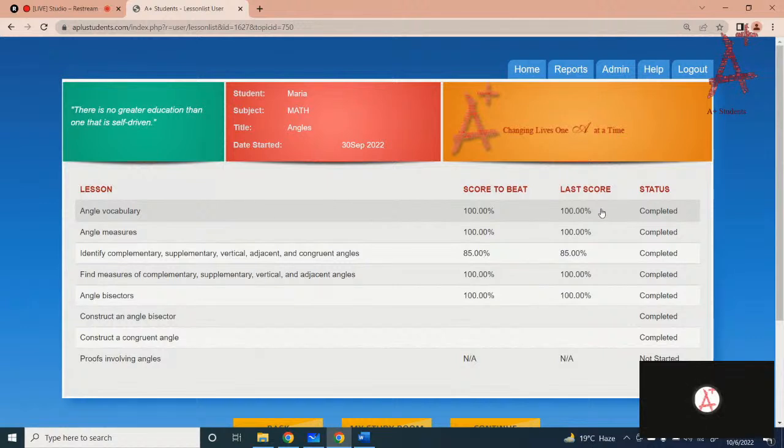We covered the topic: find measures of complementary, supplementary, vertical and adjacent angles, and angle bisectors.